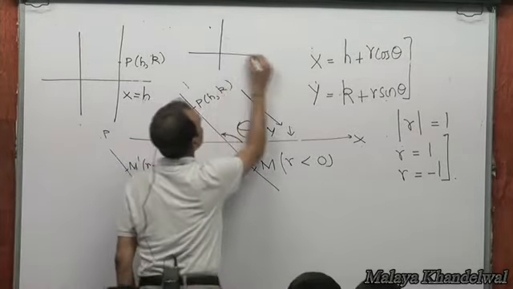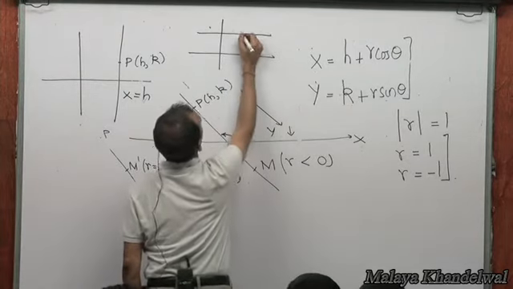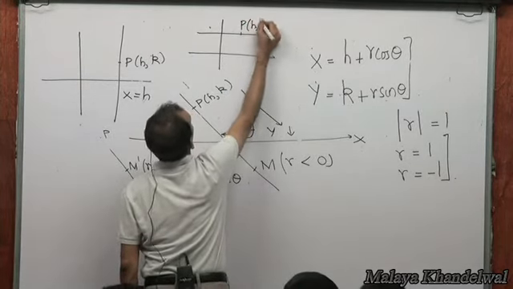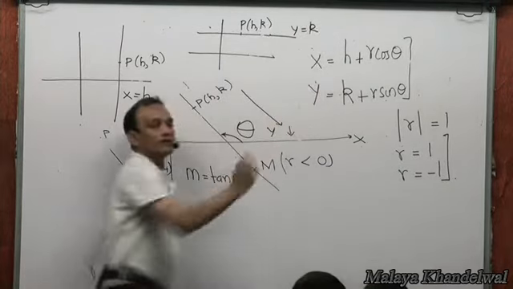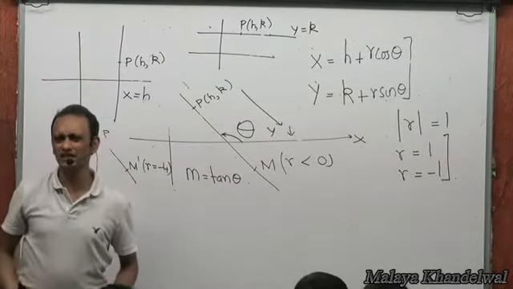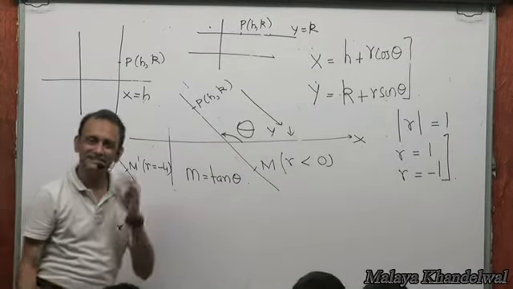Right? If theta is 0 degrees, this is the line with theta equal to 0 degrees. If there is a point P, (h, k), then all points on this will have y equal to k. Don't break your heads on such lines. Right?